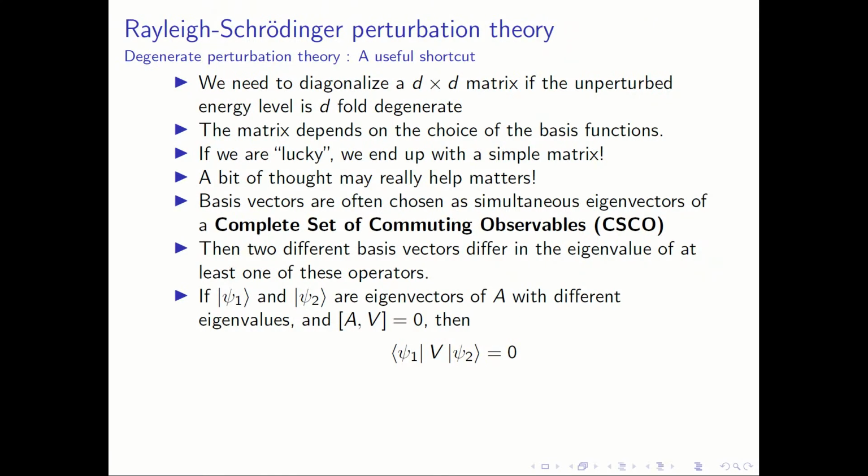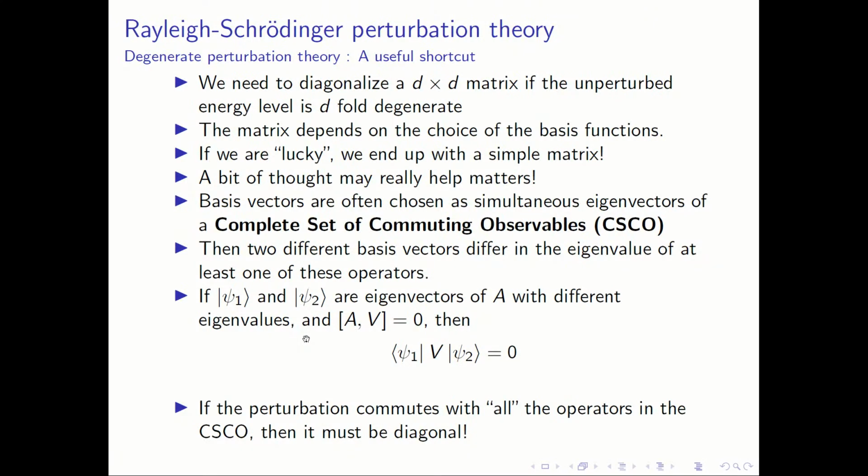Now we are going to exploit this result. If we can find the CSCO, or complete set of commuting observables, such that the perturbation commutes with "all" the operators in the CSCO, then this matrix that we have to diagonalize will have zero elements everywhere outside the diagonal, which means it will start out being diagonal. Of course, here "all" is within quotes, because you have to realize that one of the operators in the CSCO is the Hamiltonian, and our perturbation presumably does not commute with that. If it did, then our entire job would have been much simpler.